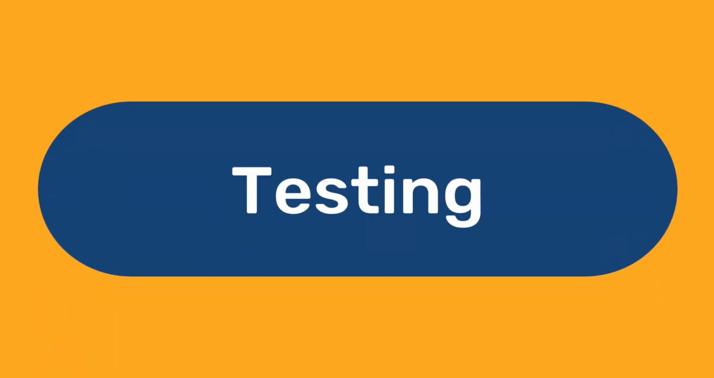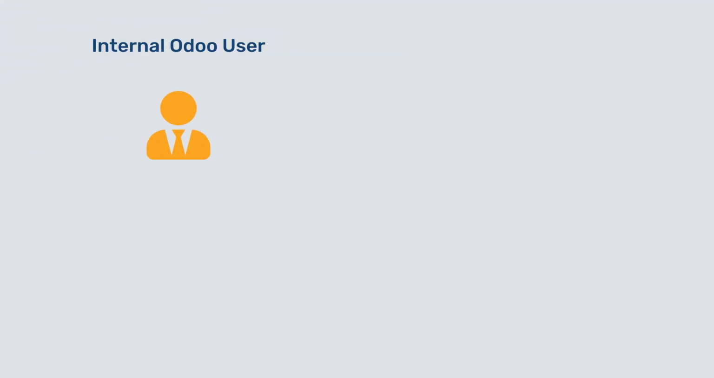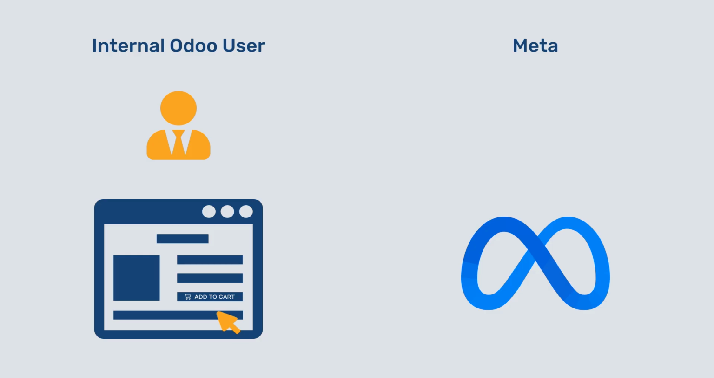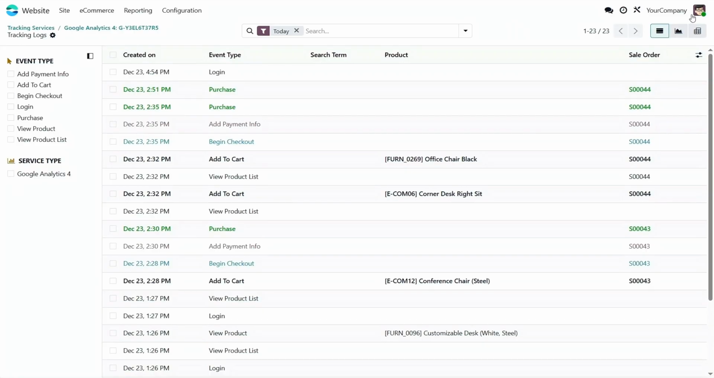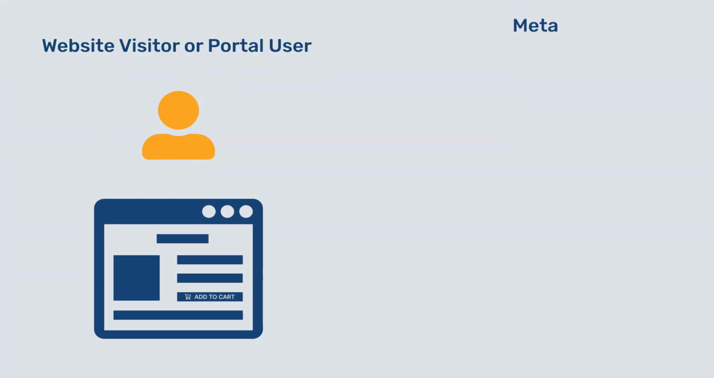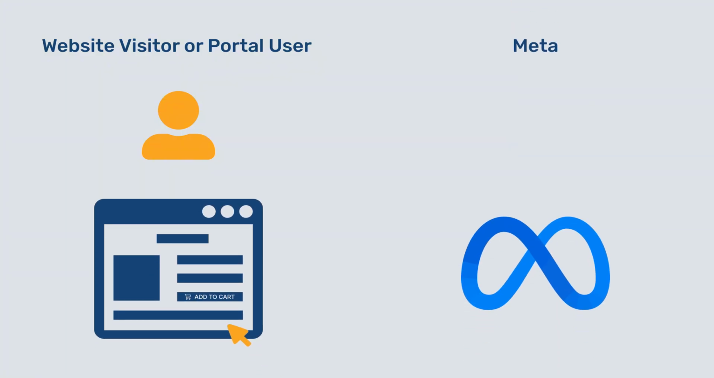Testing. There are several ways to check MetaPixel integration. The first important point to know before testing is that the Pixel script doesn't send tracking data about the website activity of internal Odoo users. Log out of the system or use a different browser. You must be a website visitor or a portal user, as this is a prerequisite for testing.